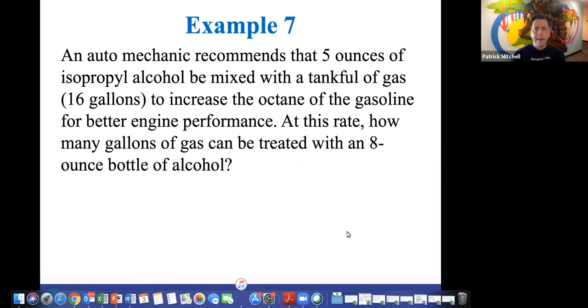All right, last example. This is one maybe that you can try. An auto mechanic recommends that 5 ounces of isopropyl alcohol be mixed with a tank full of gas, 16 gallons, to increase the octane of the gasoline for better engine performance. At this rate, how many gallons of gas can be treated with an 8-ounce bottle of alcohol? So think about how to set up your proportion. Pause the video if you need a minute to think about it.